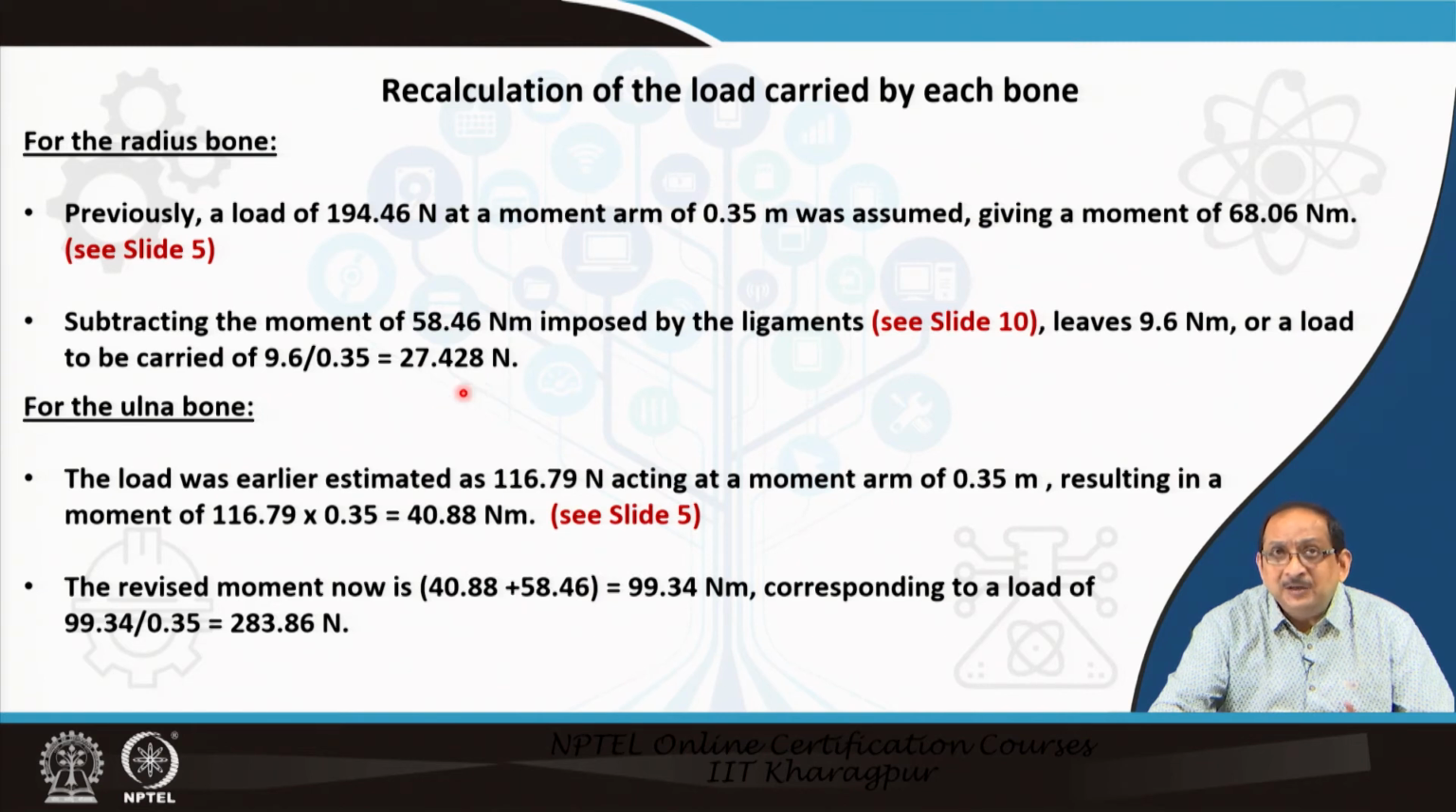So, we recalculate the load carried by the radius. Earlier it was 194.46, now it is 27.43 newtons. It has reduced. For the ulna bone, the load was earlier estimated to be 116.8 Newton, acting at a moment arm of 0.35 meters, resulting in a moment of 40.88 Newton meter. For detailed calculation, please see earlier slide number 5.